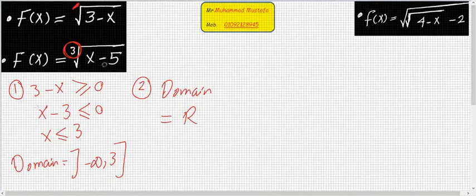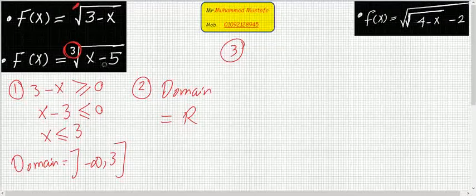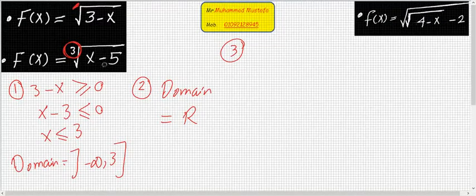Number 3, here we have an inside root and an outside root. We find the domain of the inside root and also the domain of the outside root, then find the intersection of the two domains to find the whole domain of the function.